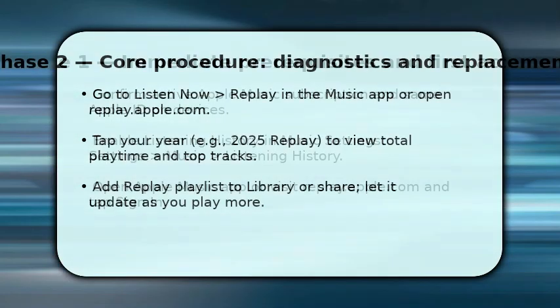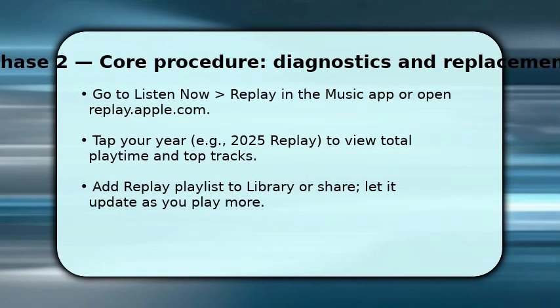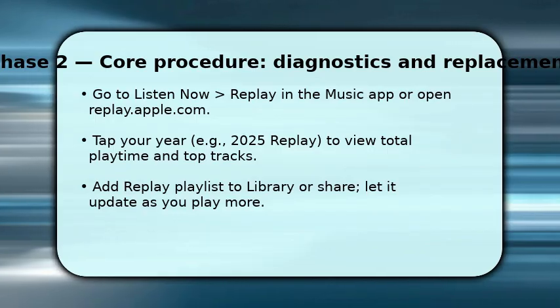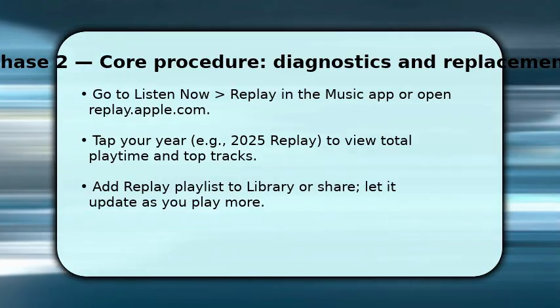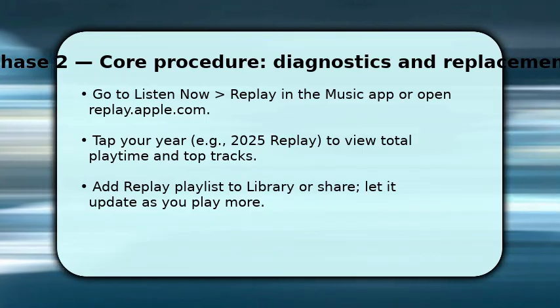Once done, navigate to Listen Now and find the replay card or open replay.apple.com in a browser. You'll see a list of yearly replays. Select the year you want to inspect. This reveals total hours listened, your top songs and artists, and the curated replay playlist. Make sure to add the replay playlist to your library so it appears in your playlists across devices. You can share it, download it for offline listening, and watch it update automatically as you continue to play music.